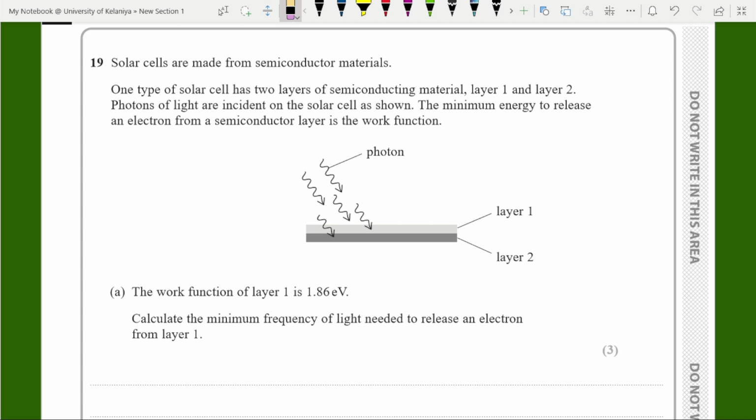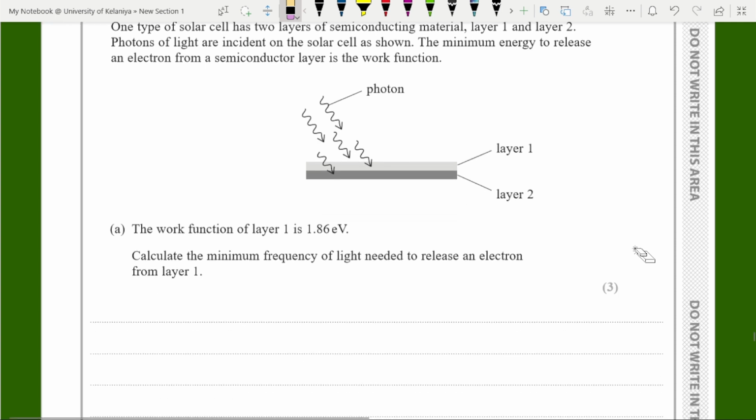Solar cells are made from semiconductor materials. One type of solar cell has two layers of semiconducting material, layer 1 and layer 2. Photons of light are incident on the solar cell as shown. The minimum energy to release an electron from a semiconductor layer is the work function. Here we have a diagram.